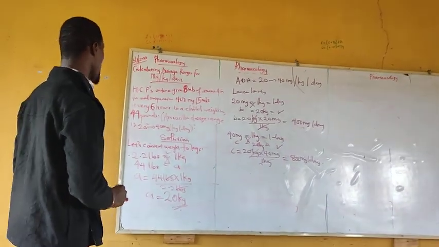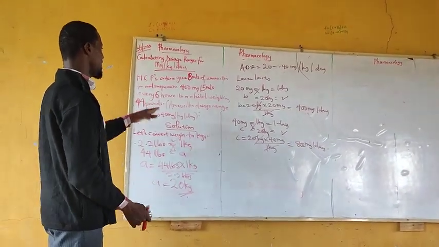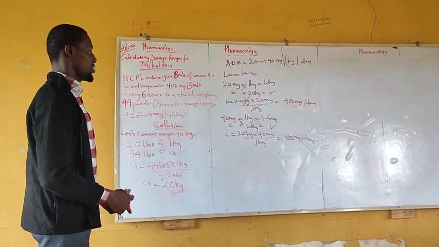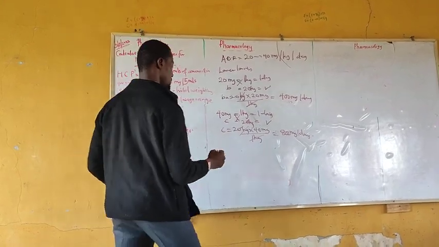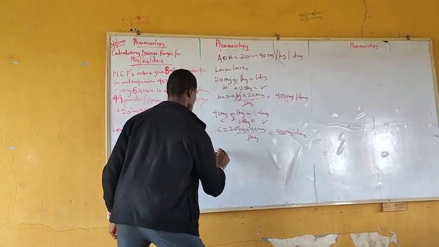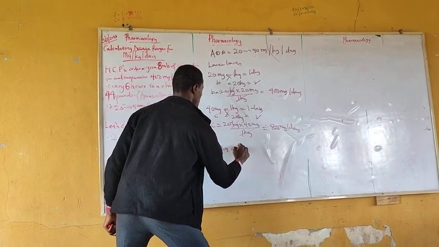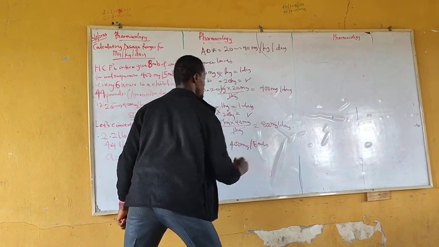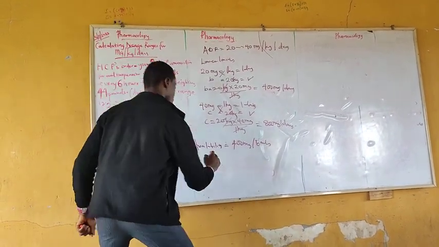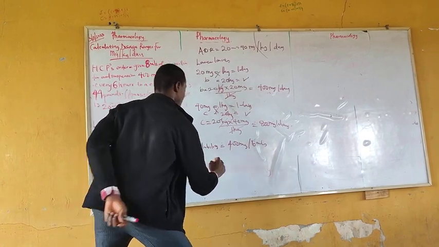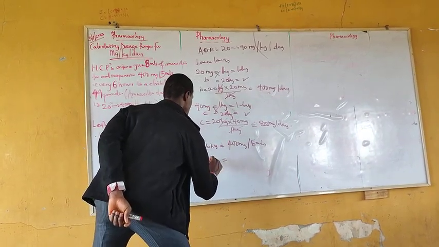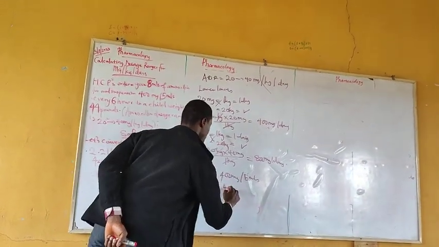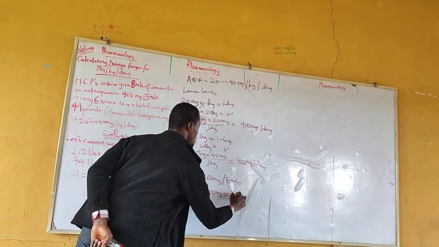But what we have here, we are asked to give 8 mils every 6 hours. So using the availability, what's the availability now? 400 milligram in 5 mils. Right? Yes, sir. So now to get our order, we have 400 milligram equals to what? 5 mils.